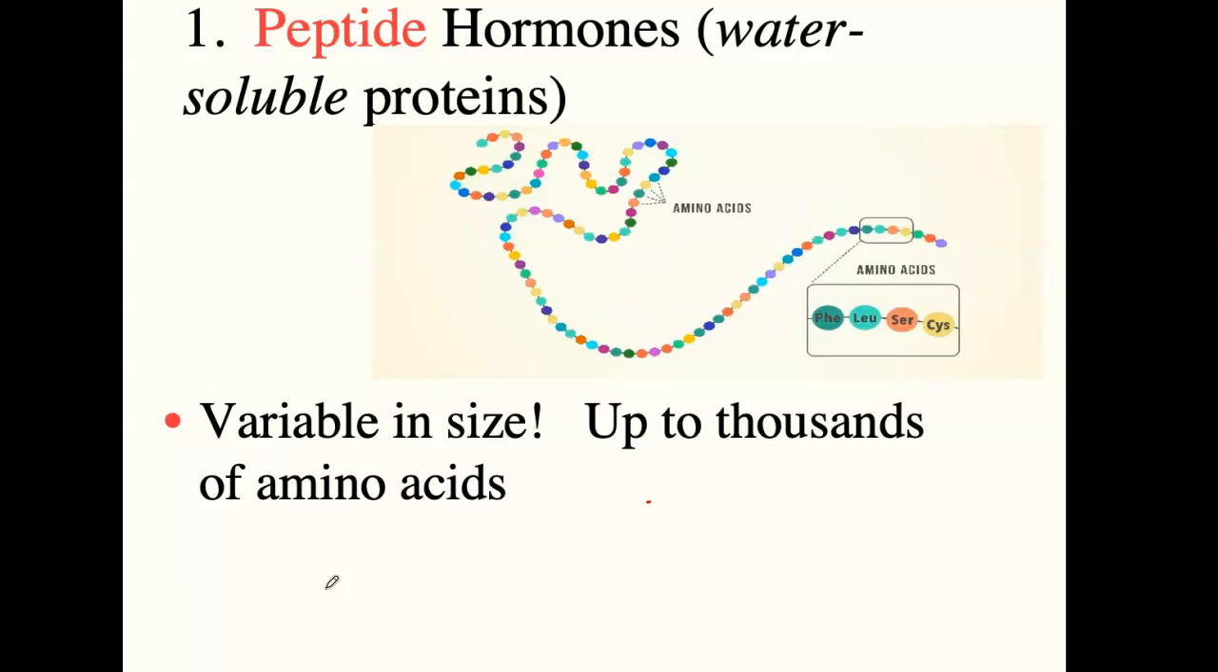So peptide hormones are water-soluble proteins. It's very important that you remember that they're water-soluble, and I'll tell you why in a minute. They're variable in size. This picture that I'm showing you here is of amino acids all in a row, and these amino acids will form proteins. They can be variable in size. You can have peptide hormones of hundreds of amino acids up to thousands of amino acids. And they can be branched out here also. It's not just one single row of these amino acids.